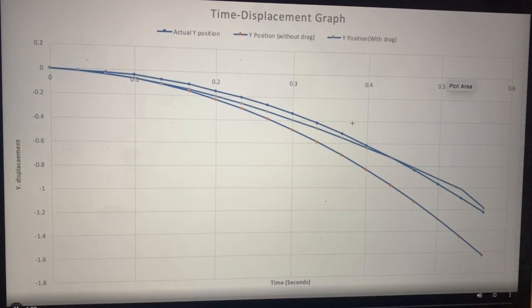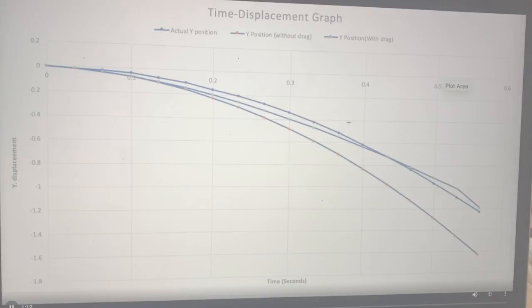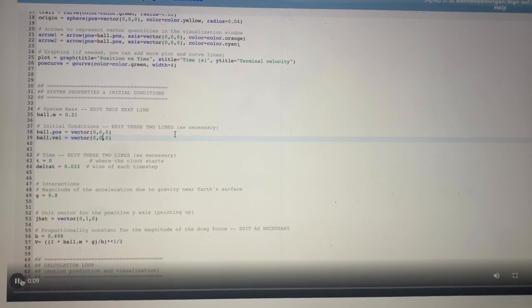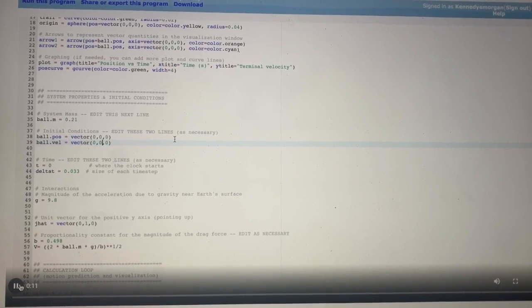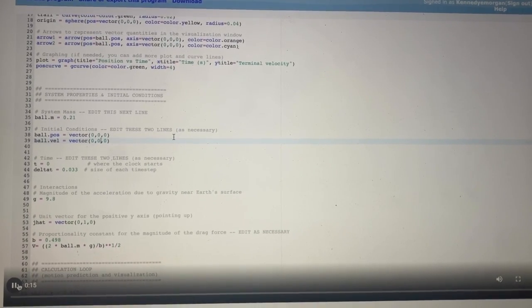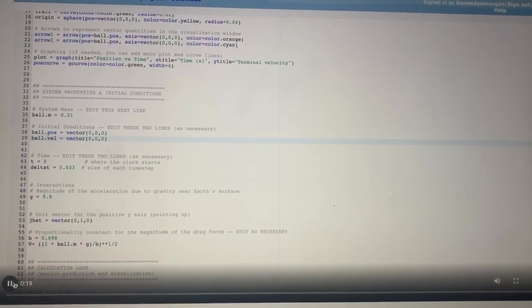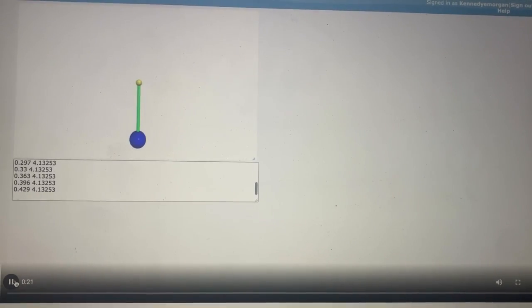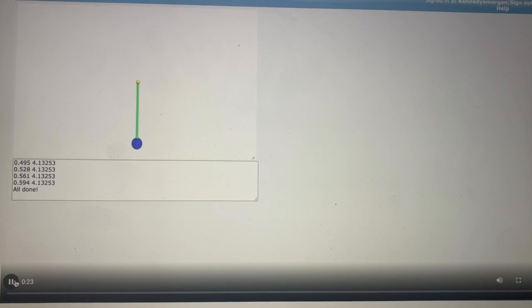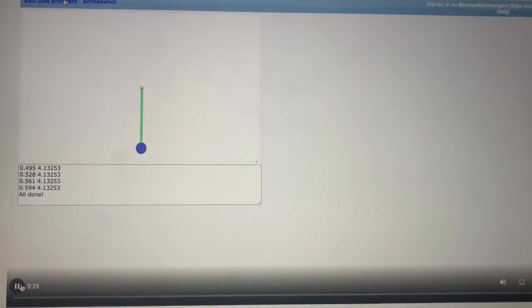If the object was thrown downward rather than dropped from rest, the terminal velocity would still remain the same. In order to investigate this fact further, I manipulated my computer code in order to calculate the terminal velocity. First, I made the initial velocity 0 meters per second, and the output produces the terminal velocity with respect to time. As seen in this output, the terminal velocity is 4.13 meters per second.